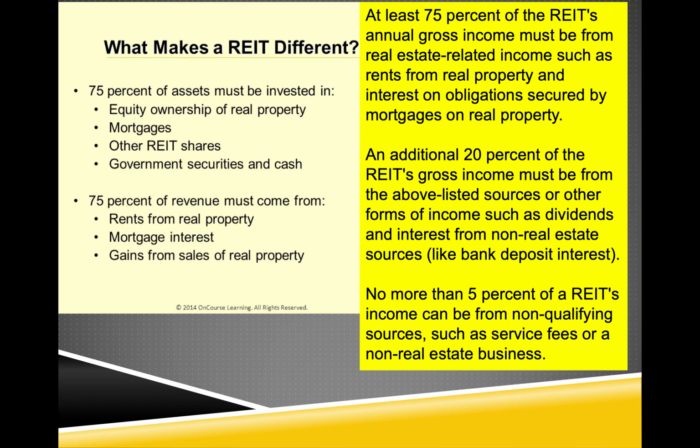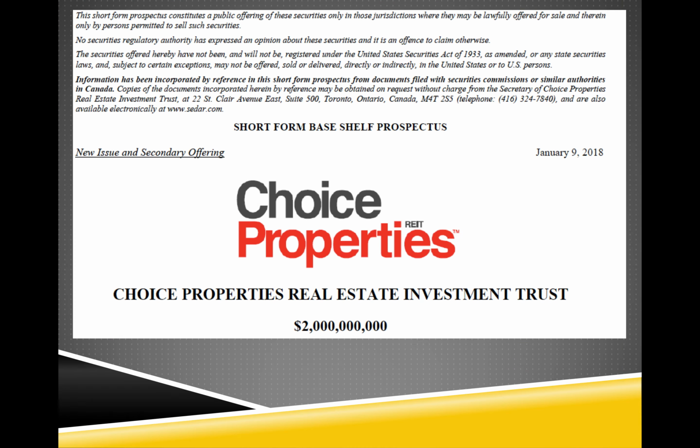75% of the revenue must come from rents or mortgage payments, the interest income from mortgage payments, or gains. If you are running a REIT and you sell a property, it's gone up in value, you're going to have a capital gain on that. So those are basically the tax rules for that. All right. An additional 20% of the gross income must be from the above listed sources or other forms of income, such as dividends and interest from non real estate investment sources like bank deposit interest and the like. Right. And no more than 5% of the REIT's income must come from service fees or anything that's not related to real estate.